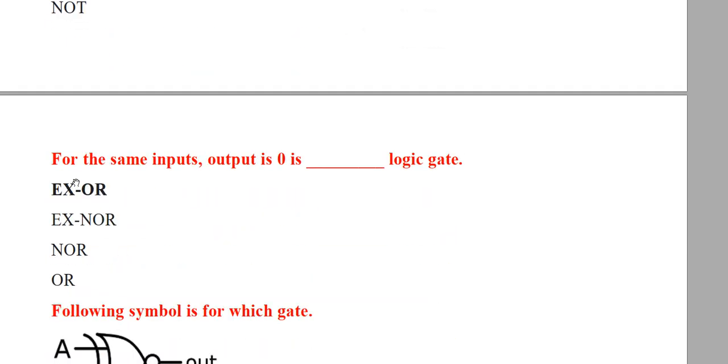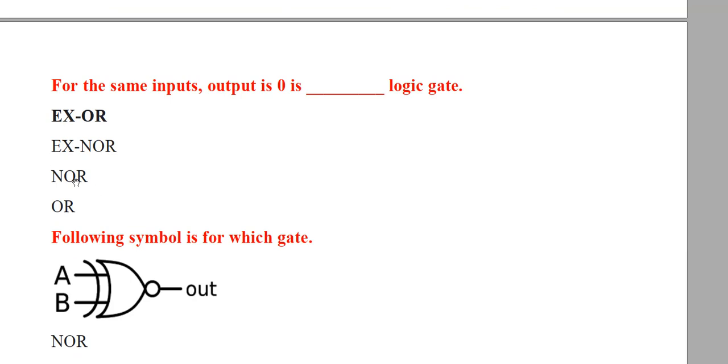For the same input, output is 0, which logic gate? Very simple. If the inputs are the same, the output is 0. Consider 2 bits only; here bits are not given, so you have to consider 2 bits. For 0 0, the output is 0, and for 1 1, the output will also be 0. Which is the type of gate? Of course, it is an XOR gate, because in the XOR gate truth table, for 0 1 and 1 0 the output is 1, otherwise it is 0.